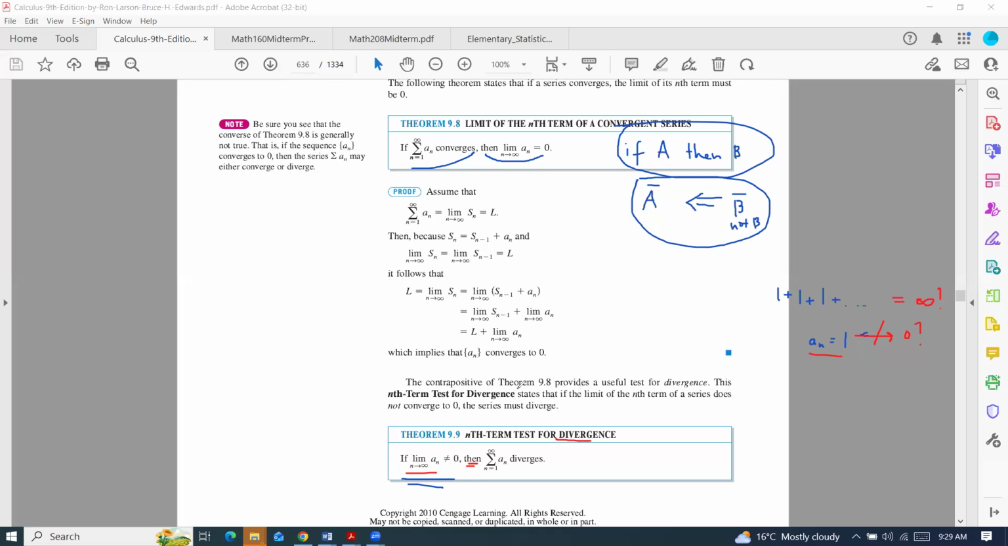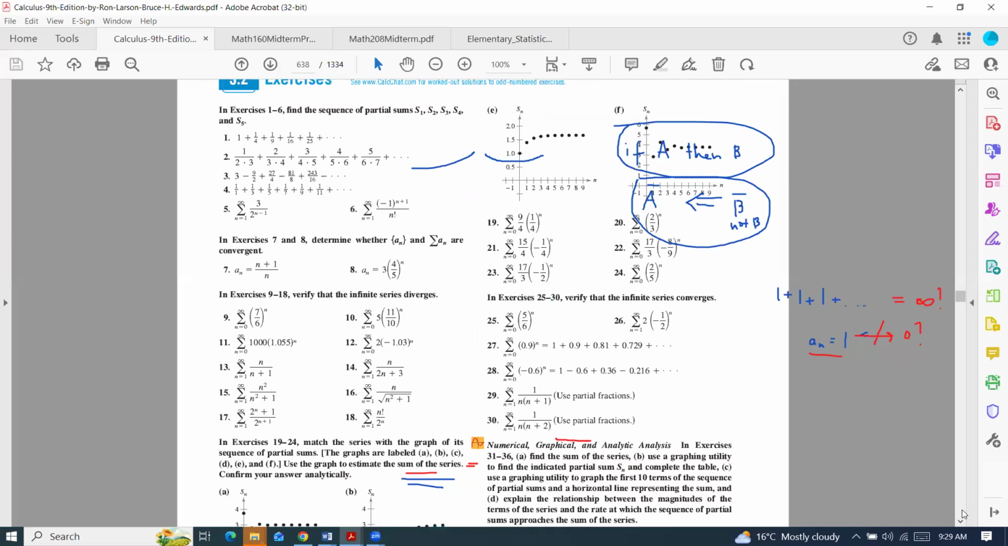So anyways, this is the so-called test for divergence, and I'm going to do another exercise and use this little test. Like I just saw here a bunch of problems, 9 through 18, that are all divergent. So why are they divergent? Well, look at the nth term. The nth term is 7/6 raised to the power of n. Is it approaching 0? No, it is greater than 1.